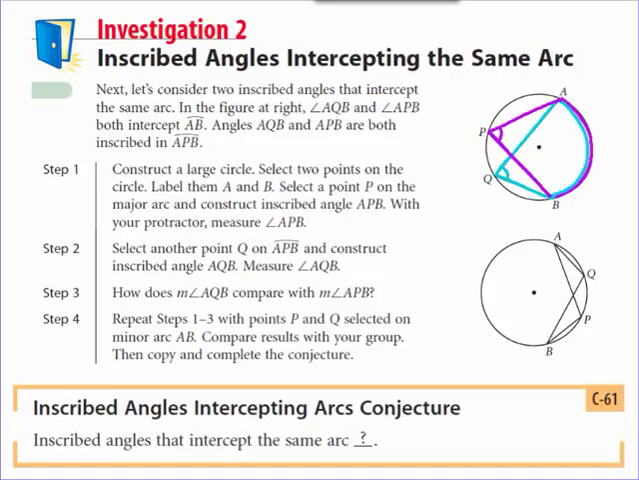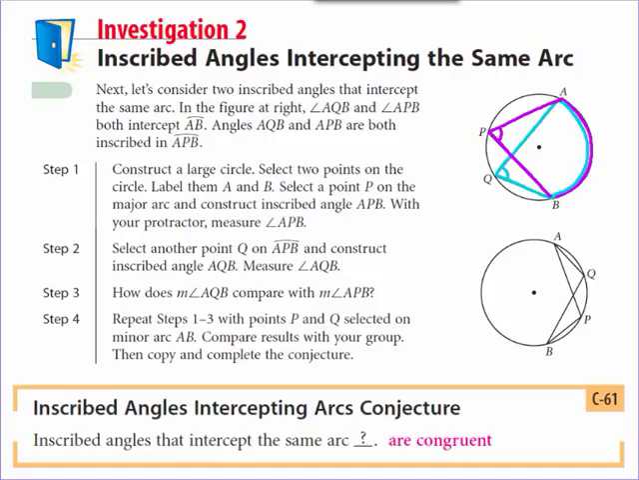Now, inscribed angles that intercept the same arc, what do you think can happen with this conjecture? What can you tell me? Compare P and Q. What do you think is going to happen? They're going to be congruent. They're going to be the exact same measure. I'll let you get that down. We'll go to investigation 3.